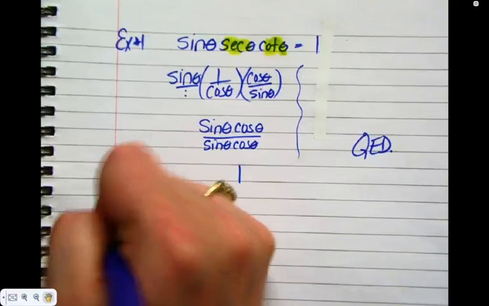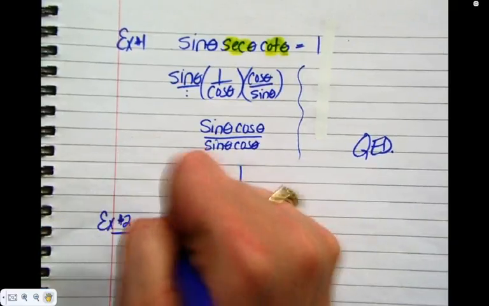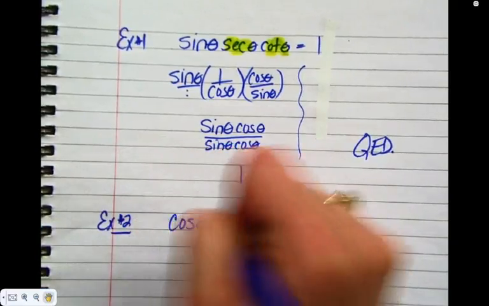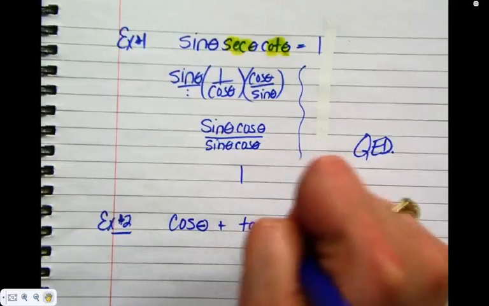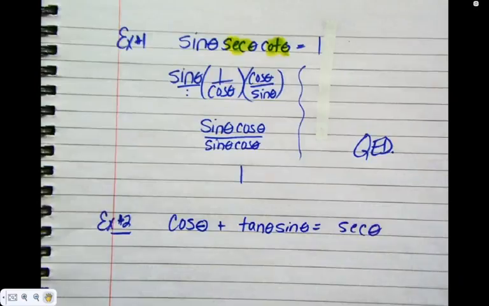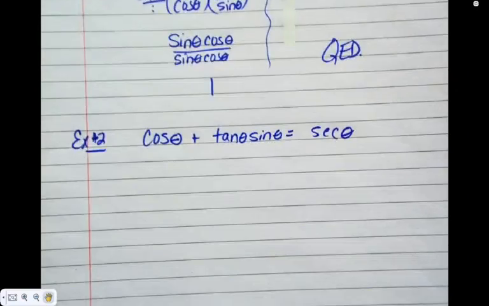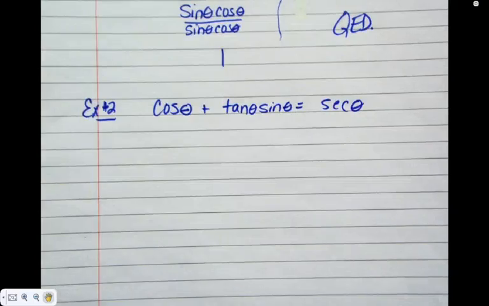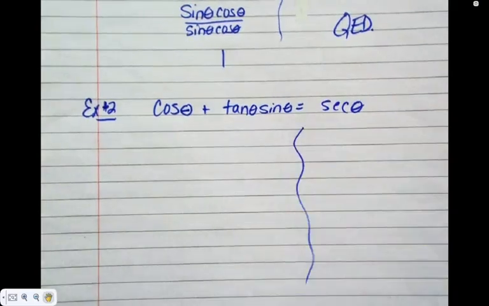Example number 2. Cos theta plus tan theta sine theta equals secant theta. Like really, how can all of that stuff on the left be equal to secant? How does that work? Again, the only purpose of that line is so you don't write an equal sign. If you don't like the line, don't write the line, just don't put an equal sign.